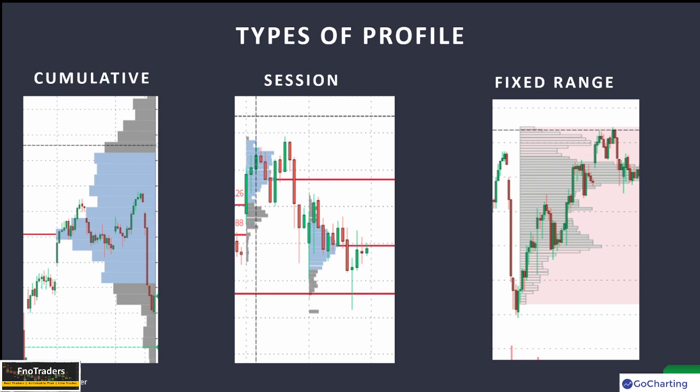And the third profile that we have is called a fixed range profile, where you decide the starting candle and the ending candle, and plot a range on it. Typically we would use it for scenarios where I want to see the profile of the last swing, things like that. So these are the three major types of profile that are generally used.